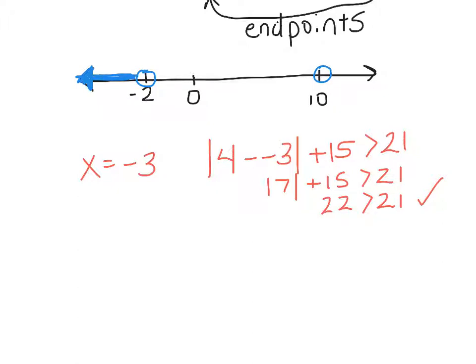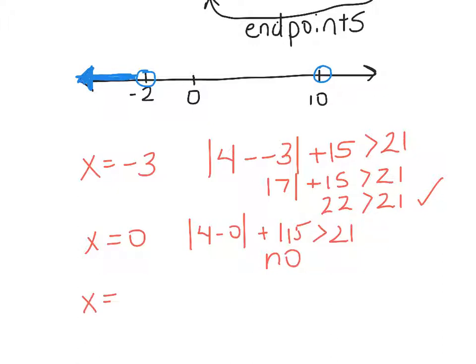Well, what about 0? We let x equal 0. Substitute in 0, you get the absolute value of 4 minus 0, plus 15. Is that greater than 21? And if you simplify that, no, it is not going to be. So we do not want the interval with 0.